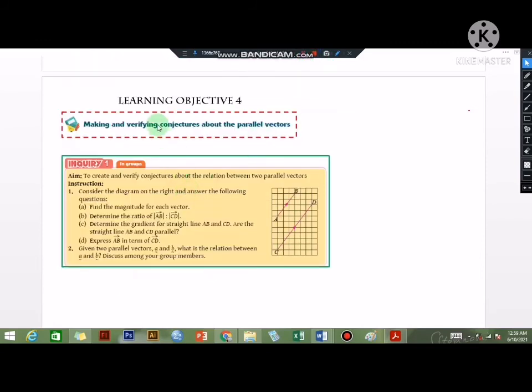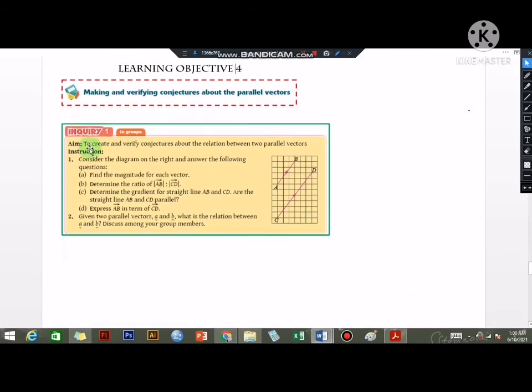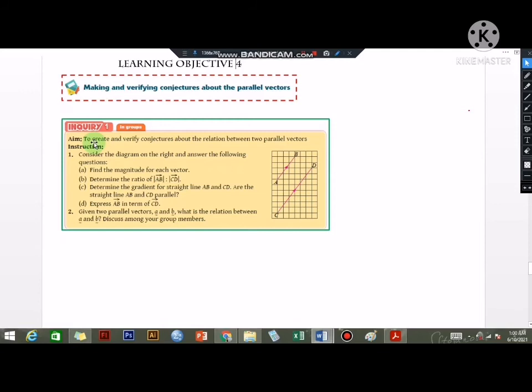Okay, class. Now let's proceed with our last learning objective, which is learning objective number 4: making and verifying conjectures about parallel vectors. Look at inquiry 1. The aim is to create and verify a conjecture about the relation between two parallel vectors. And then the instruction. Look at number 1. Consider the diagram on the right and answer the following questions.